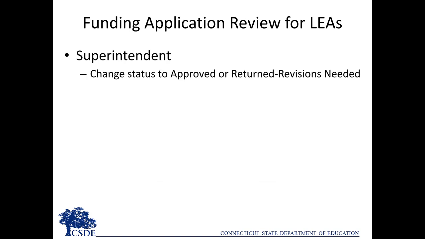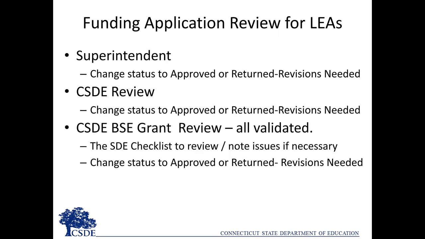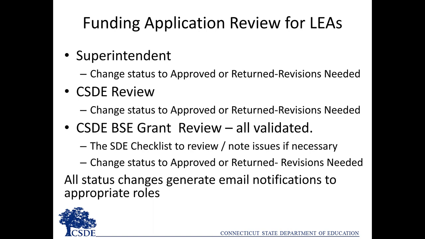Again, that would be within your house if revisions needed. It then comes to my desk and my review and Andrew Brunel's review. We either then approve it or we send it back to you for revisions needed. It doesn't have to go back through the superintendent at that time. It goes directly to you, and then we have correspondence back and forth of corrections needed. We review that once it's all validated. We review our checklists, status approved, and again, or returned as needed. All status changes then generate an email of notifications of appropriate roles. Once I approve your grant, you'll get an email stating that it's done, and so will your superintendent.